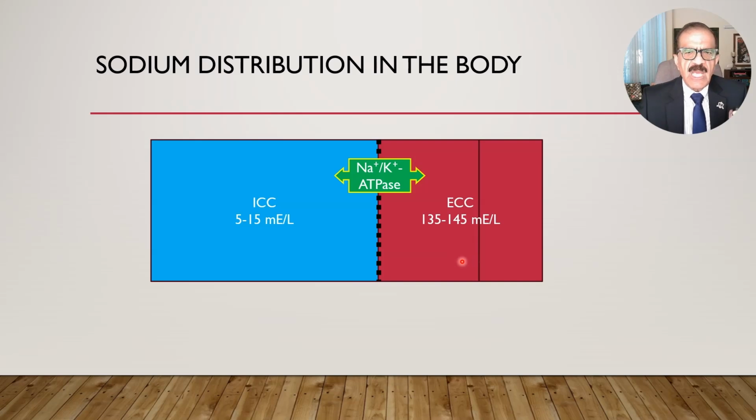So when we say hyponatremia, we are actually referring to the extracellular compartment sodium. We take it from blood, but this would represent the interstitial sodium also, because the interstitial and the vascular compartments are the same as far as sodium is concerned. Normally the concentration is from 135 to 145 milliequivalents per liter. If it is less than that, that would obviously be called hyponatremia. If it is more than that, that is called hypernatremia.